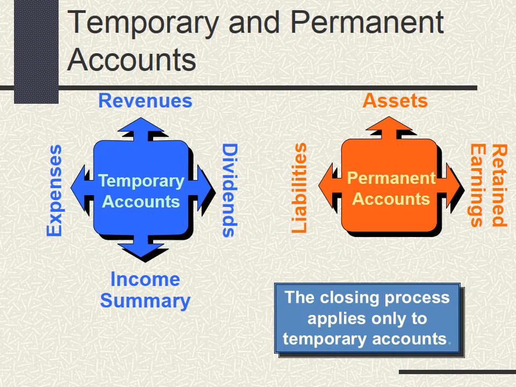So first let's talk about, again, temporary and permanent accounts. Temporary and permanent: liabilities, assets, and retained earnings. So the closing process only occurs within these temporary accounts that we have.